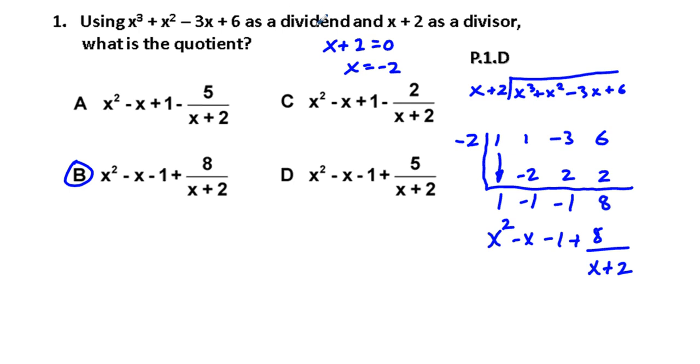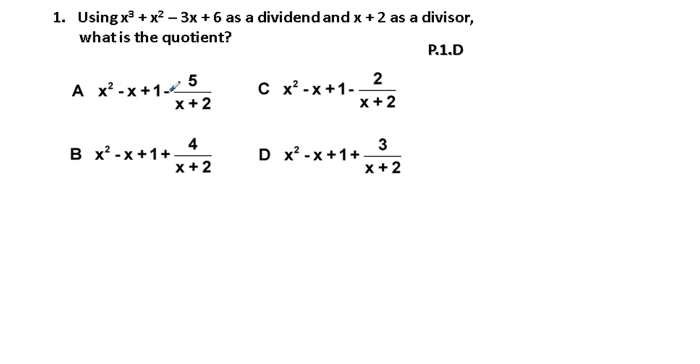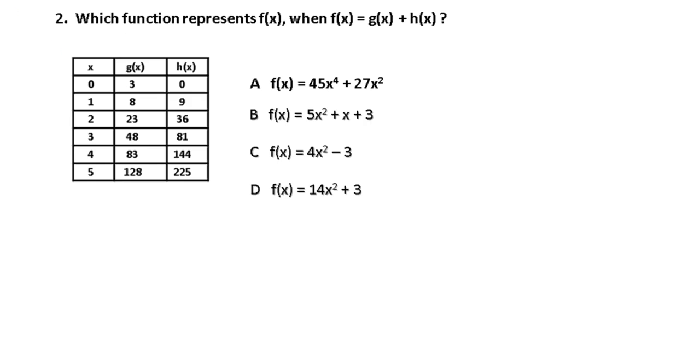Again, we could have taken this -2 and plugged it in, and we would have ended up with 8 anyway, using the remainder theorem. All right. This was the one that we got rid of there.